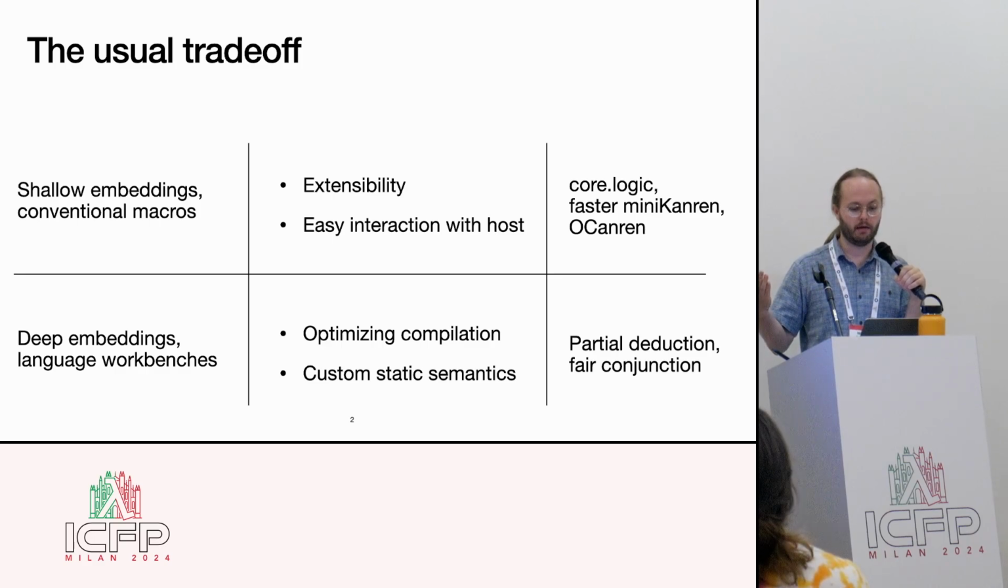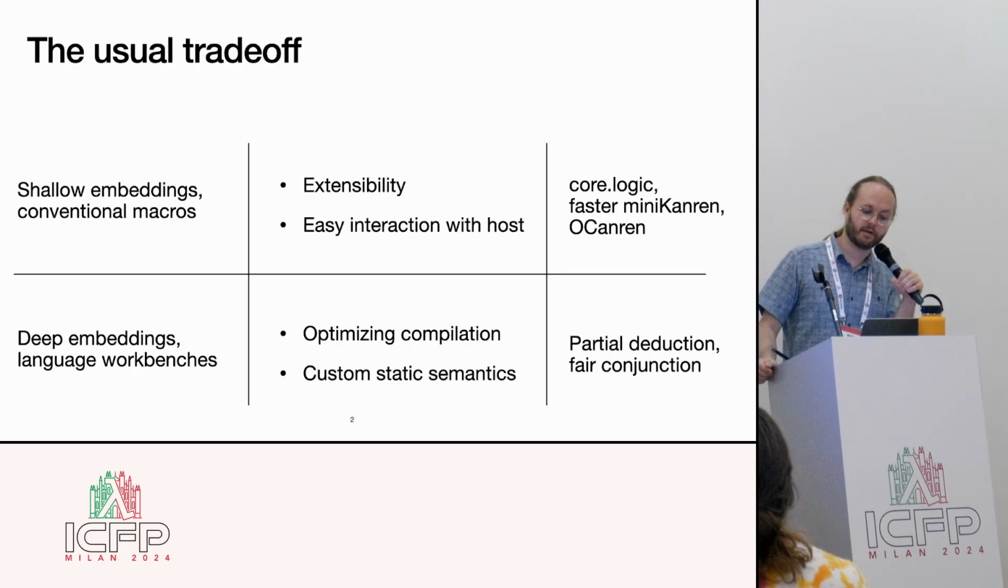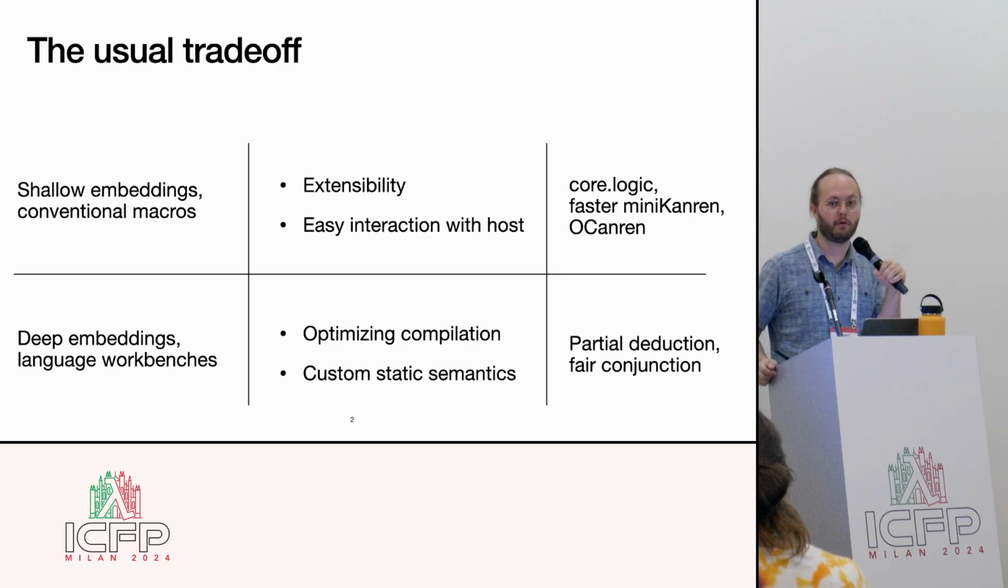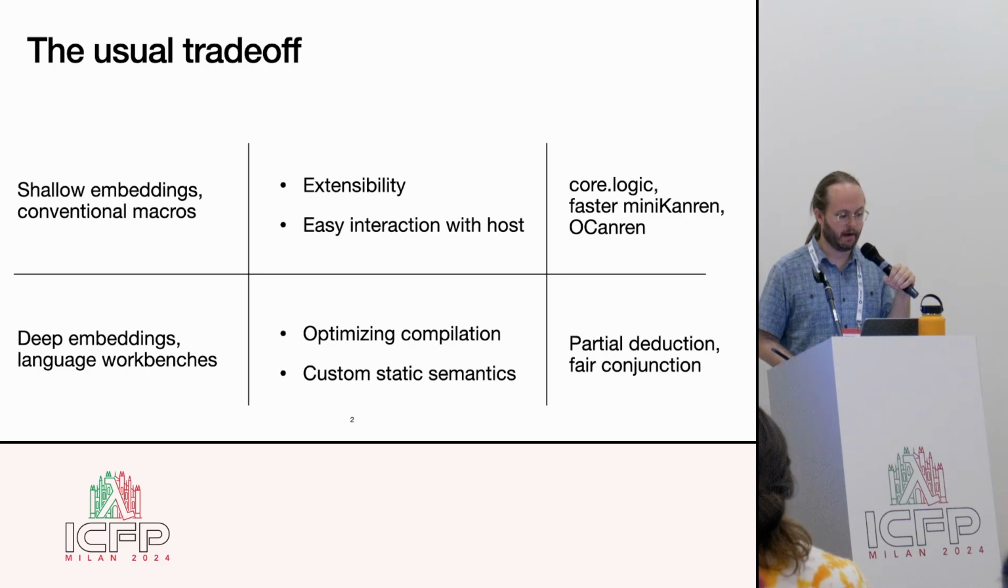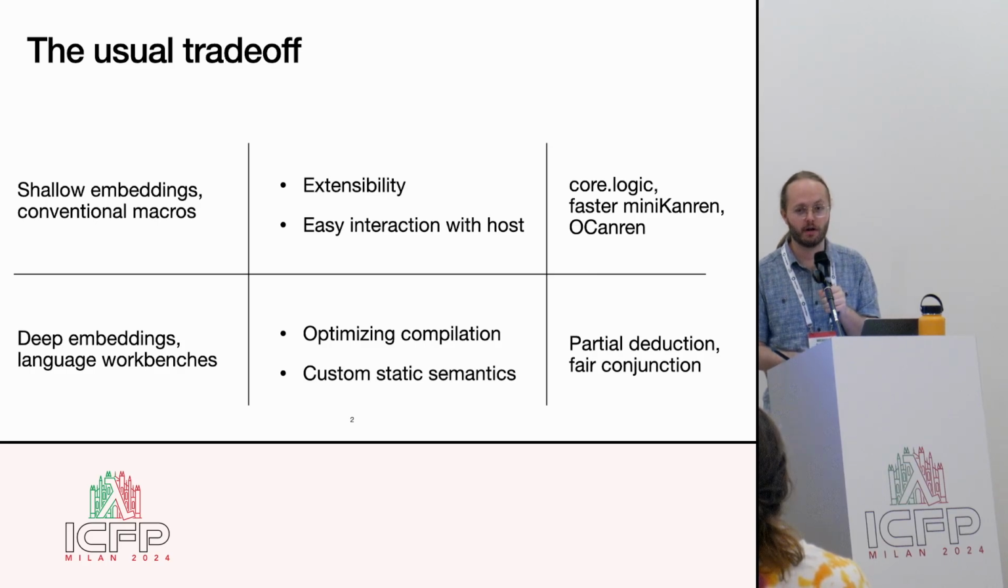So in the miniKanren context, implementations like core.logic, faster-miniKanren, oKanren, these are all shallow embeddings. And they have these advantages, right? But then people like Kate want to implement miniKanrens that have clever optimizations, like we want to implement partial deduction or do some sort of static analysis that lets us have a fair conjunction operation.